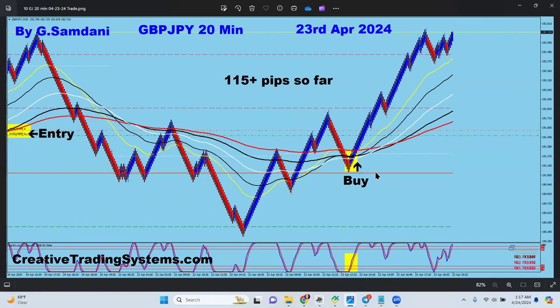Very easy to open the trade, right? Find the entry and open the trade, but where the heck is it going and how far can you hold on to it? That is the key.